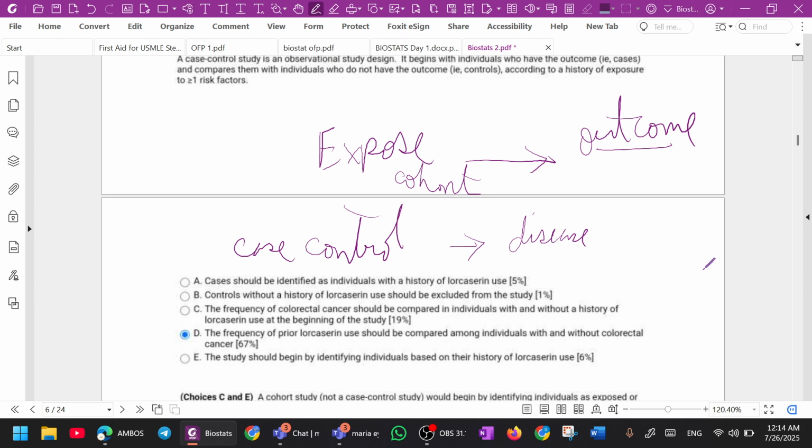And then the cohort, you start with people that have the exposure and don't have the exposure. So the smoker and non-smoker. And then you follow them, and you figure out, did the smoker develop lung cancer? And did the non-smoker develop lung cancer? So I think that's kind of how it makes sense in my mind. Okay.